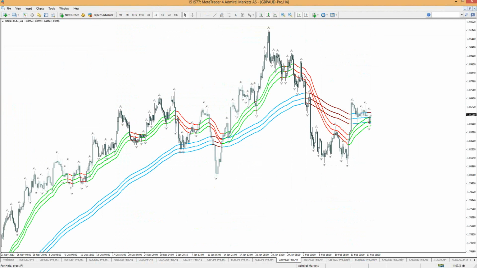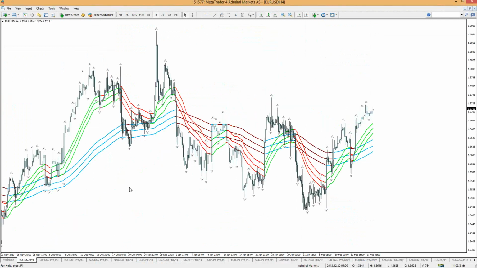So let's head over to the chart and take a look at our euro dollar first of all. Don't get confused by all these lines. These are just moving averages to see what the direction is of the trend.